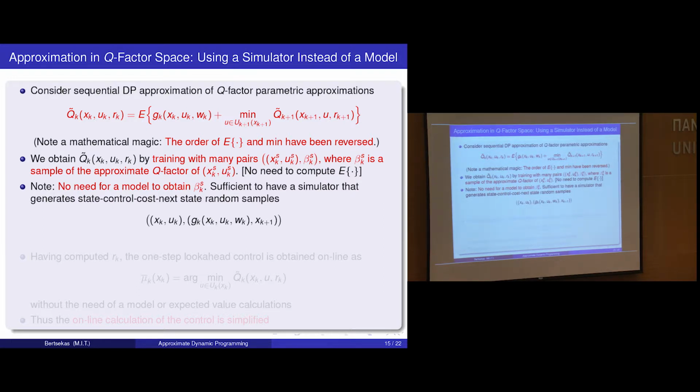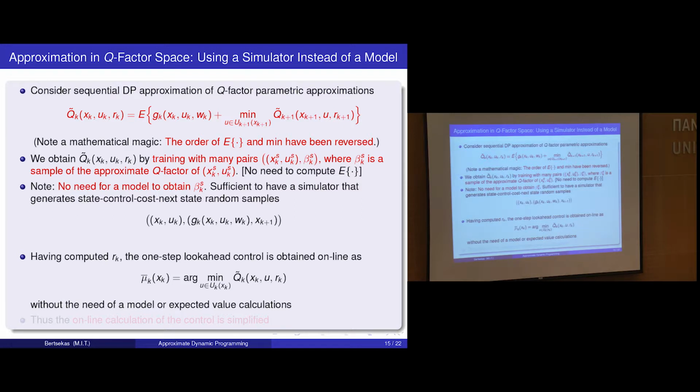To generate a sample of this expectation, all we have to have is a box that for a given state and control generates a random value of the cost and also the corresponding next state. So we feed in state control pairs, the computer does sampling and generates cost and next state pairs, and that builds up our training set by computing the corresponding value here. So that's how we do the training in a model-free fashion.